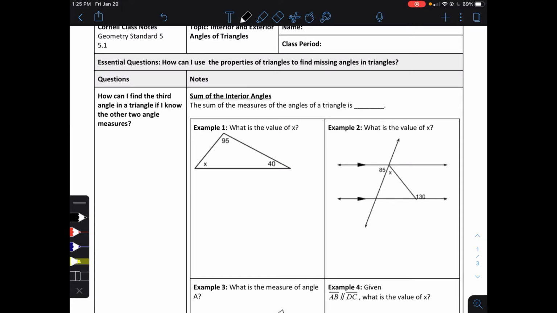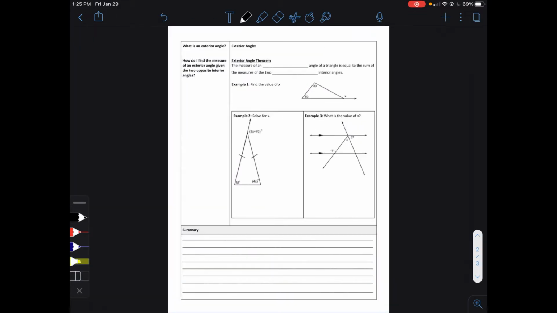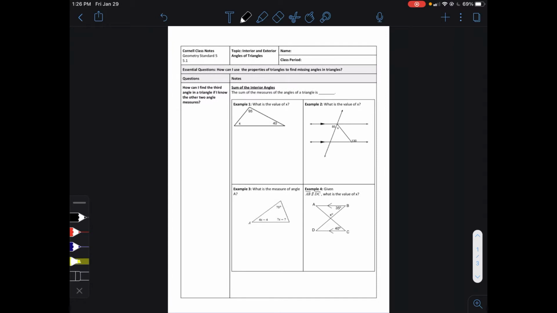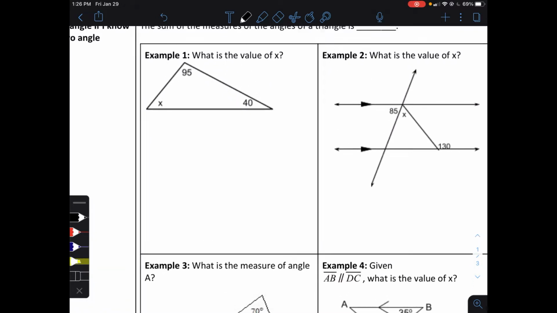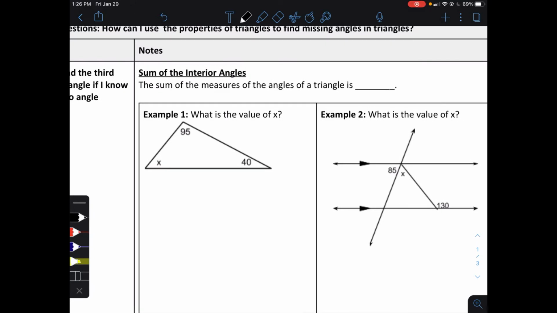Okay, so there's two definitions here that we need to realize: the sum of the interior angles as well as the sum of the exterior angles. But we'll get to that. Let's start with one piece at a time. So we're given an example, and it has angles on the inside.